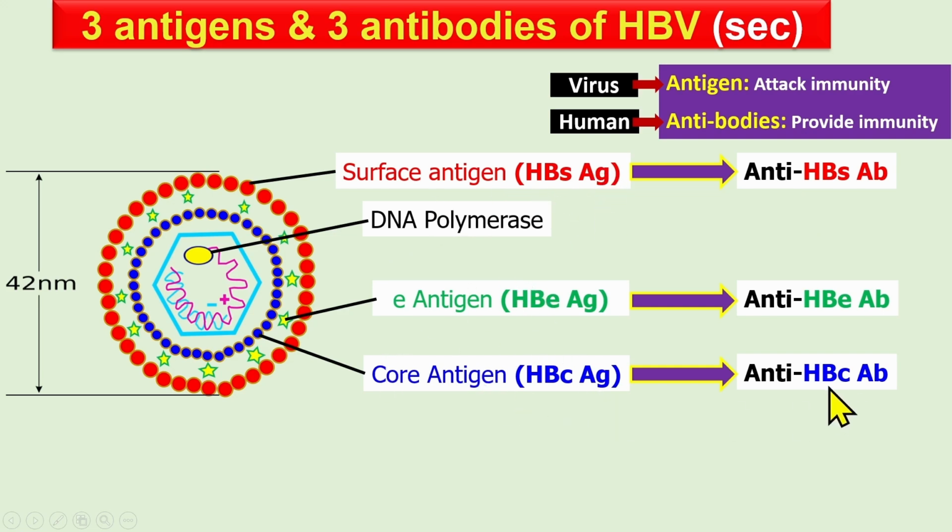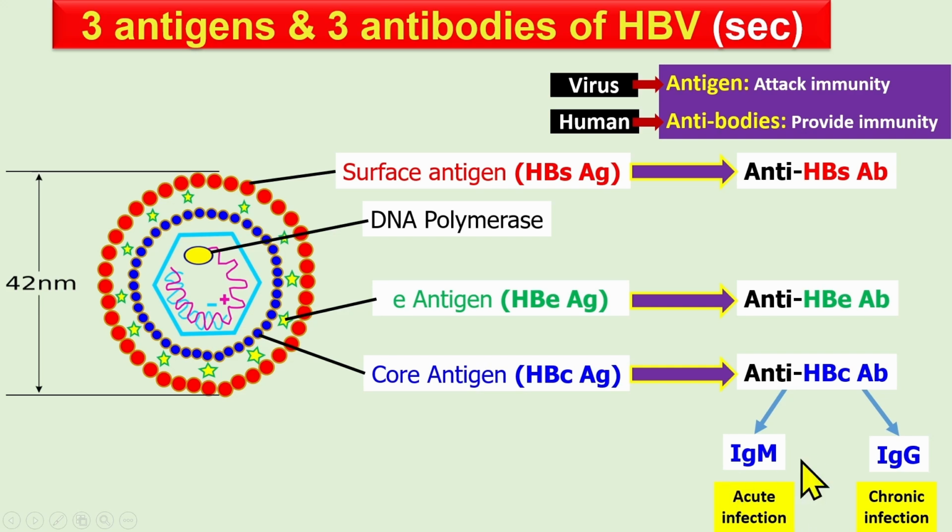The anti-HBc is either IgM, which is in the acute infection, or IgG. You know our immunity starts with IgM, then later becomes IgG. So in the chronic infection you will see the IgG, while in the acute infection you will find the IgM. These are both anti-HBc, IgM and IgG. So, three antigens, three antibodies.